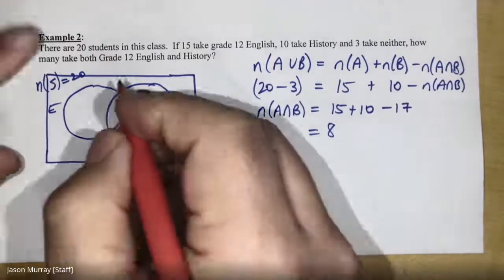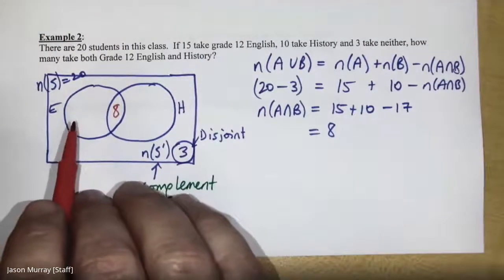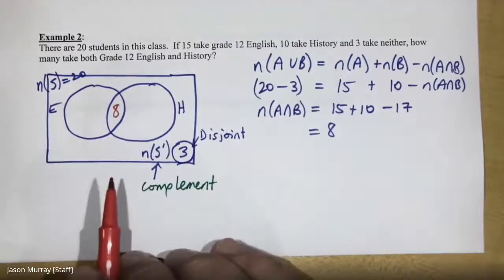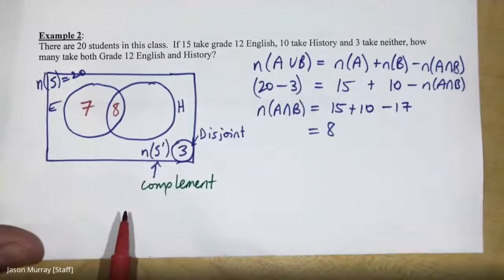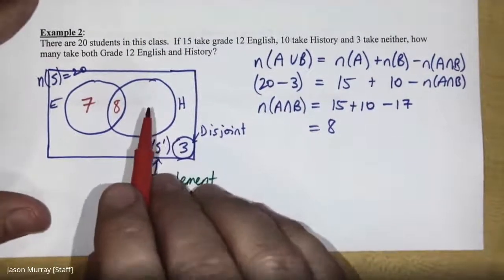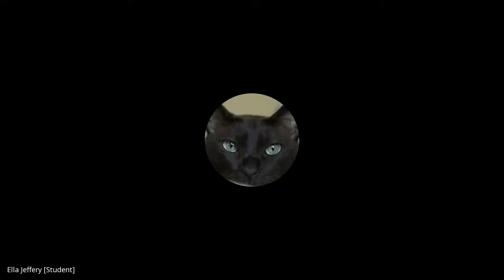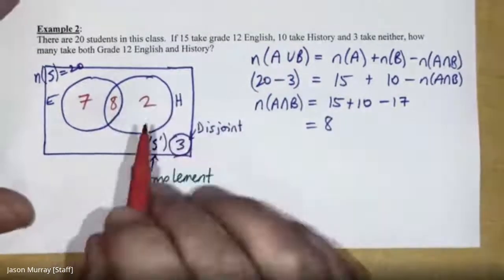Perfect. So now that we have the middle is 8, we can figure out the rest. How many students in this class are just taking English, only English, but not history? Charlie? Would it be 7? It is, because 7 plus 8 adds up to our 15 that are taking grade 12 English. Good. And how many are just taking history only? Ella? 4. Not 4, sorry, 2. 2, right, because there's 10 that take history, but 8 are accounted for here. So 2 more. 8 plus 2 makes our 10.